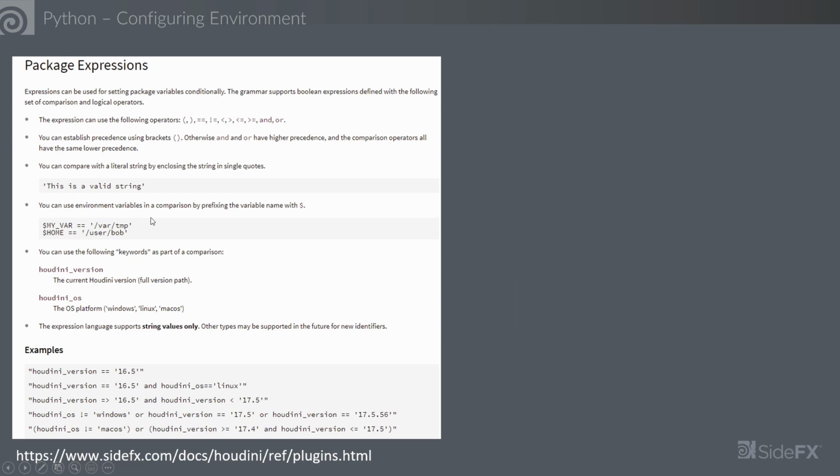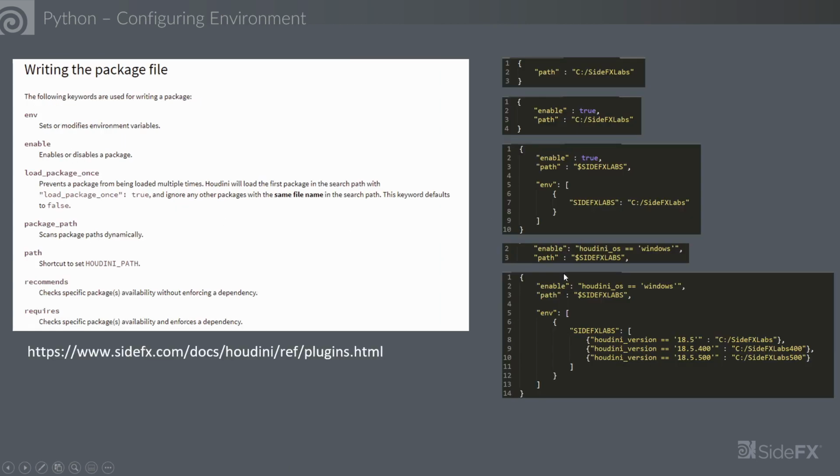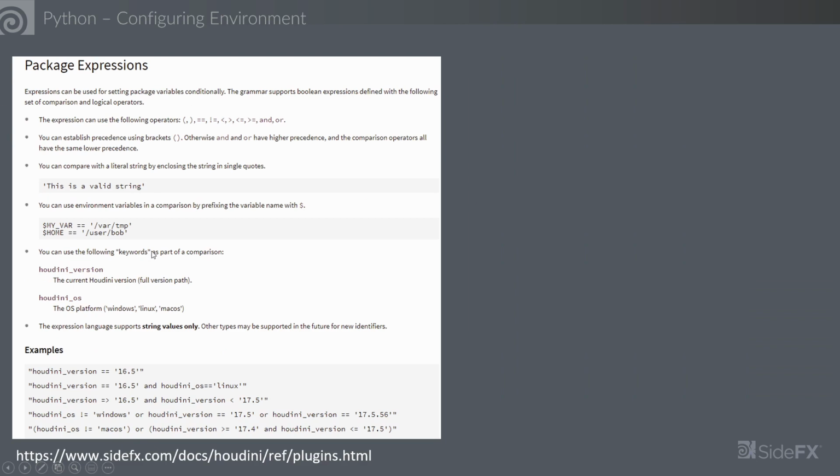We can use environment variables in a comparison by prefixing the variable name with a dollar sign. That's what we saw here, right? We have the dollar sign SideFX Labs. And we can use Houdini version and Houdini OS, which is what we saw before. And then one that got added literally yesterday is Python version. The expression language supports string values only. So if you want to do numbers right now, you're going to have to use strings like this. But as you can see, that does work with something like Houdini version.